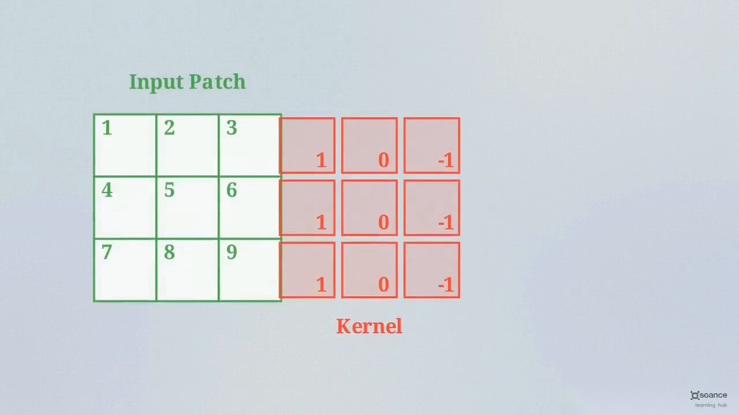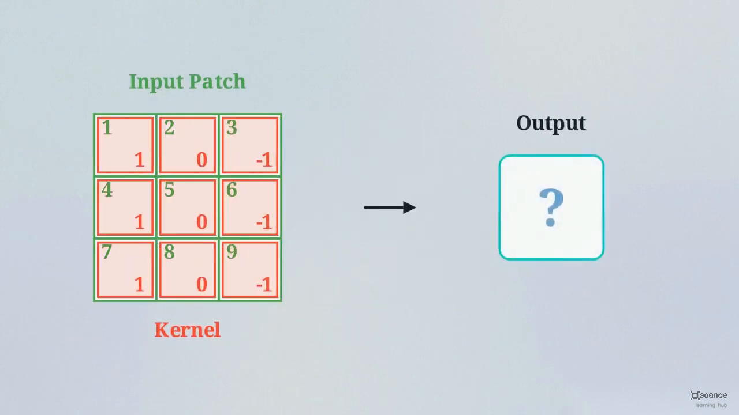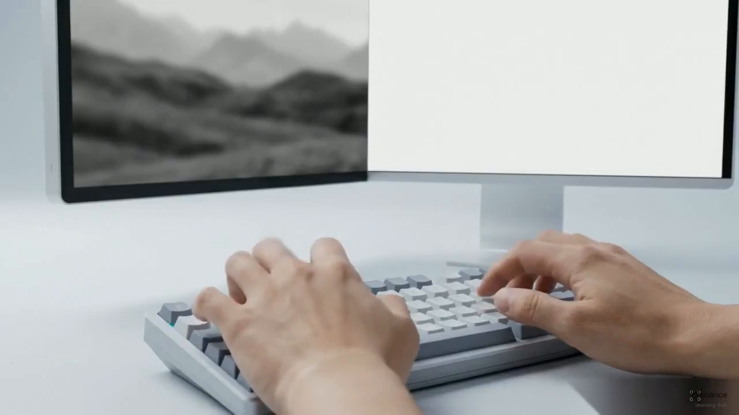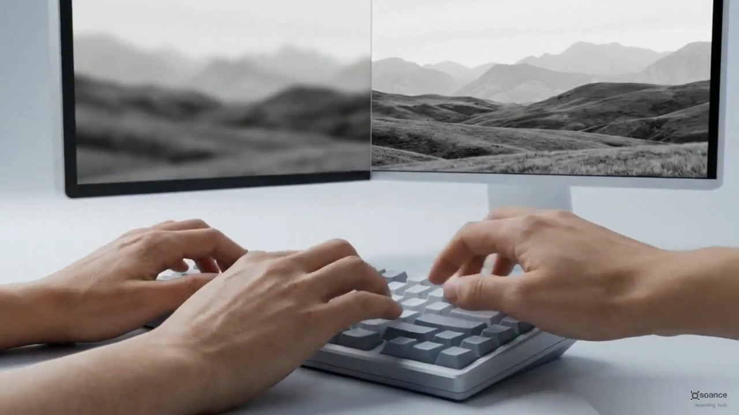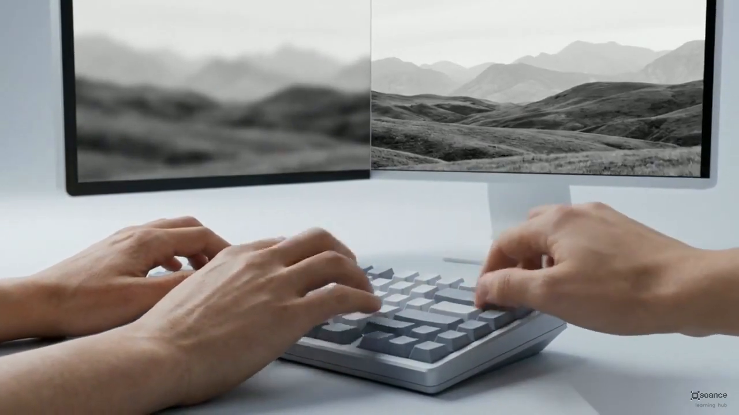Take a moment to test this yourself. Look at the values in this single patch and calculate the convolution output manually. By walking through the arithmetic step by step, a complex algorithmic process simply becomes a mechanical, transparent tool you can control.